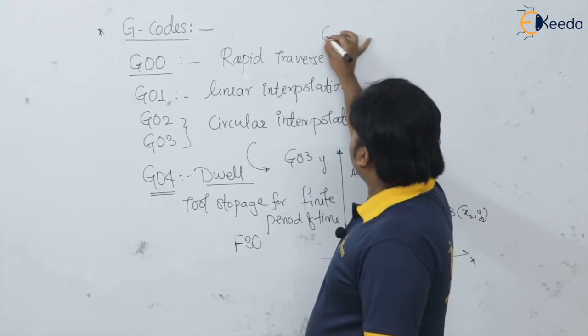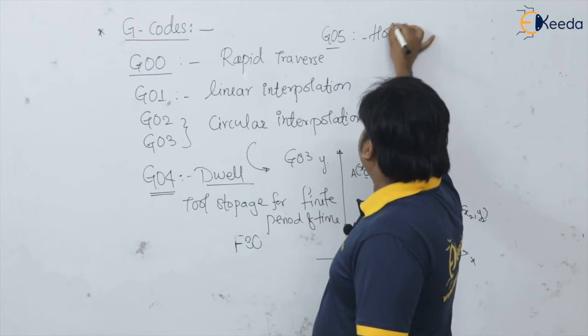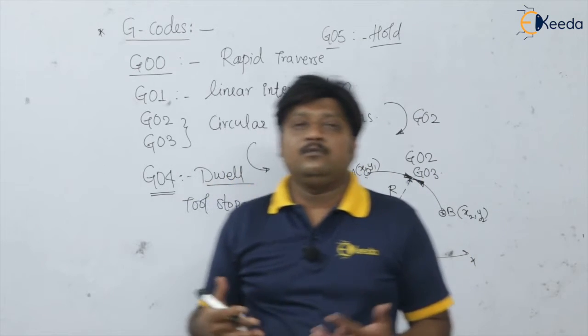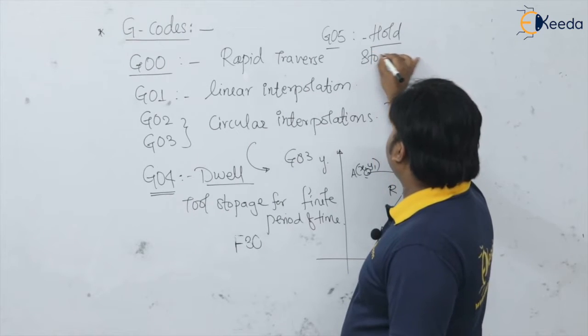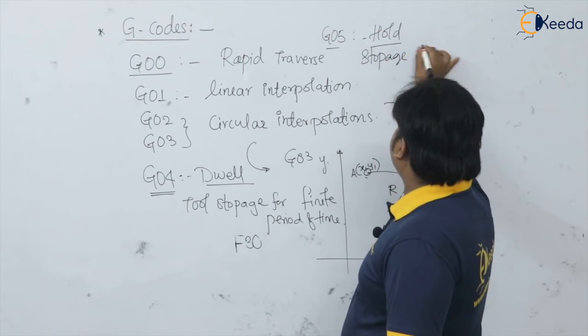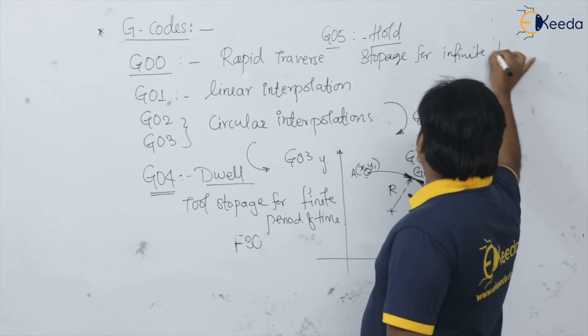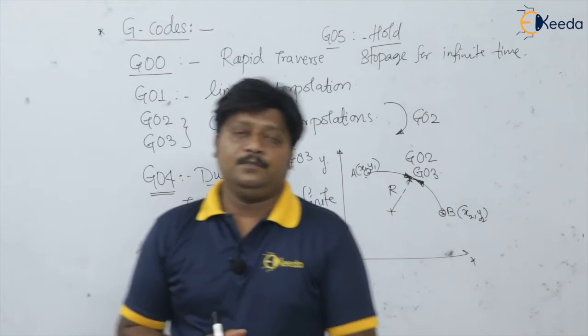Next we have the G05 code. This code is for hold, that is, the tool stoppage, but we don't know when the tool will move again. So this is a stoppage for infinite time, that we also don't know. Only G05, that is the hold.